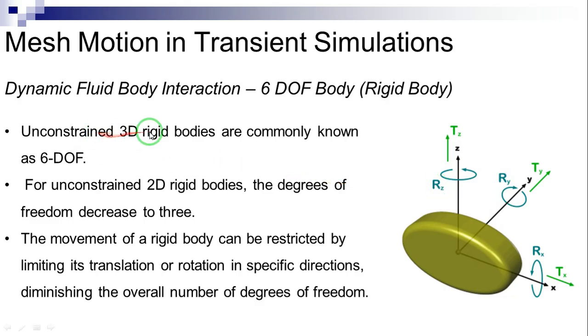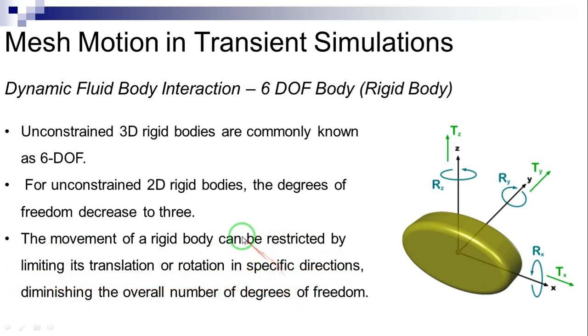Unconstrained 3D rigid bodies are commonly known as 6 DOF, which have 6 degrees of freedom. For unconstrained 2D rigid bodies, the degrees of freedom decrease to 3, allowing them to translate along the two axes of the 2D plane and rotate around the axis that is perpendicular to the plane. Additionally, the movement of a rigid body can be restricted by limiting its translation or rotation in specific directions. Such constraints diminish the overall number of degrees of freedom.